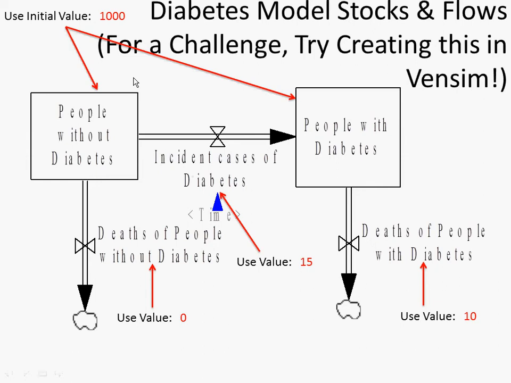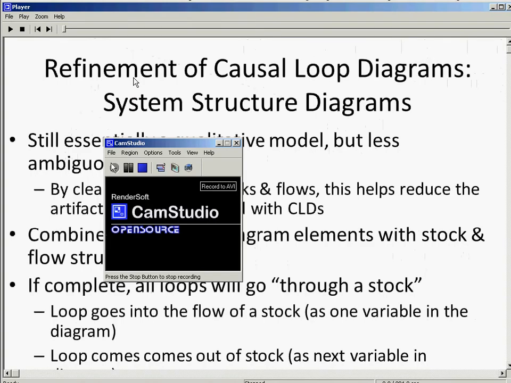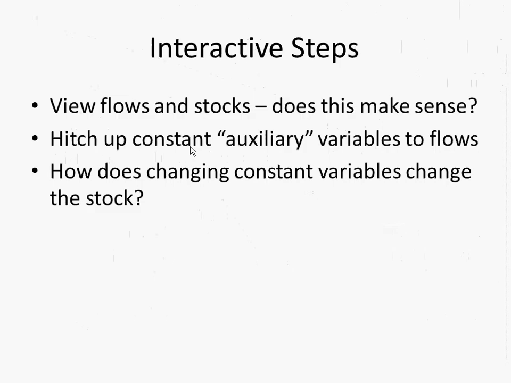What's the total inflow to the stock of people with diabetes? 15, and what's the outflow? So what is the value of that stock going to be doing over time? It's increasing.